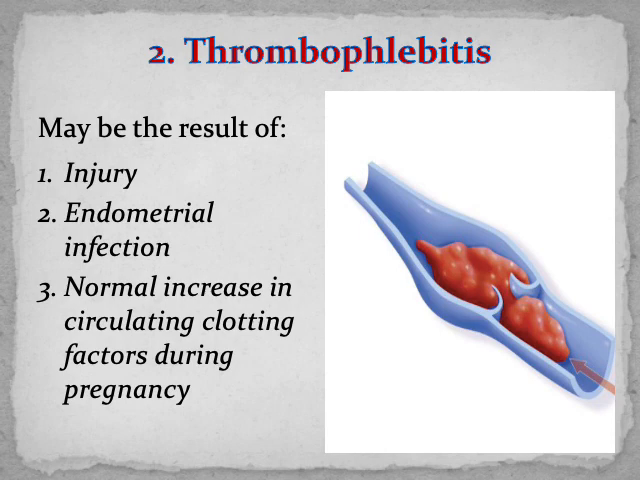Thrombophlebitis may be the result of an injury, any injury that may trigger the blood to clot and occlude a blood vessel. Second is because of an infection, especially an endometrial infection that triggers clotting. And third, there's a normal increase in circulating clotting factors during pregnancy, as mentioned earlier. Ang babaeng buntis, talagang tumataas yung clotting factor niya kasi nga, ina-anticipate niya na may bleeding during birth, so iko-control yon ng clotting factors during birth. Pero dito, abnormal yung pagkakaklot.